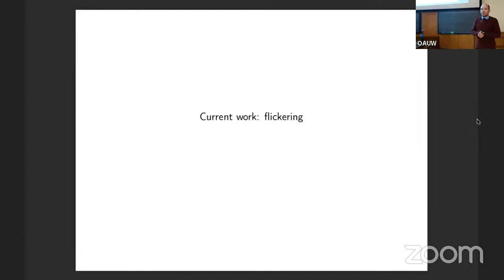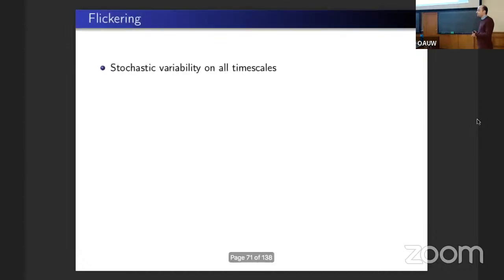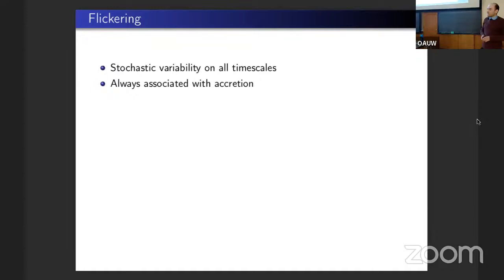So moving forward to the work that I will do here in Warsaw, at the Observatory, I will study, first of all, flickering. So what is flickering? Flickering is simply a stochastic variability that is observed on all time scales, from gigahertz to years. And it is always associated with accretion. So when we see flickering, we know that there is accretion, and when we know that there is accretion, we know that there will be flickering. It is always connected, accretion and flickering. That is why it is interesting for studying accretion.